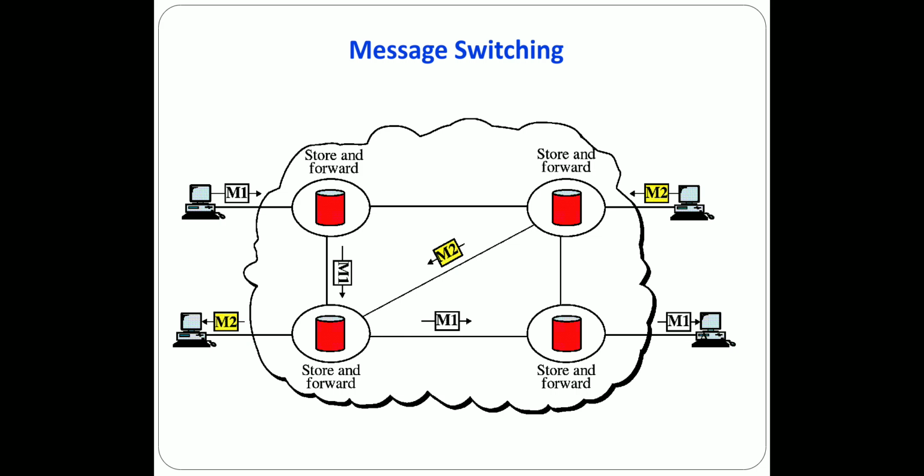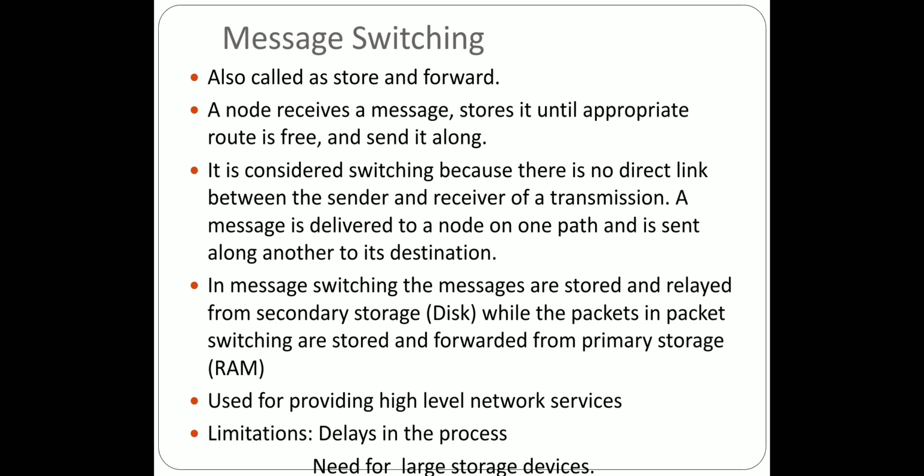One thing you have to notice, in message switching the message is stored on secondary devices, whereas in packet switching the packets are stored in primary memory, that is your RAM. Secondly, message switching provides high-level network services. Now, the problem with message switching is there is a delay in the process of receiving, storing, and then finding the route. And since the messages are big, it requires large storage devices.